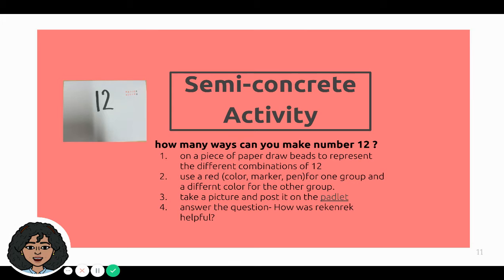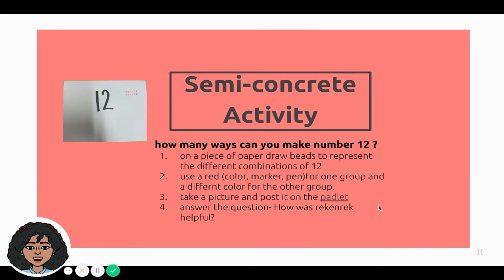So for the activity that you will participate in, you will do the semi-concrete phase, where, instead of working with a pair, you will work independently and find the different combinations that make the number 12. Now for this, I ask if you can please use a red color marker or pen. If you don't have one, it's fine. You can use a different color, but preferably use 2 different colors in order to represent the number.